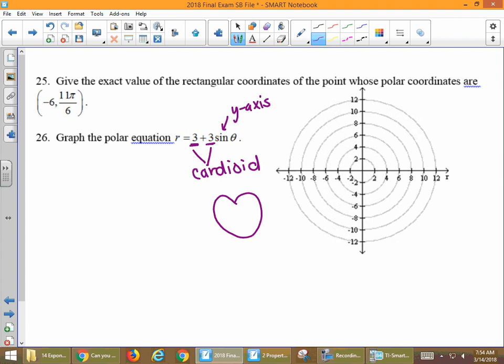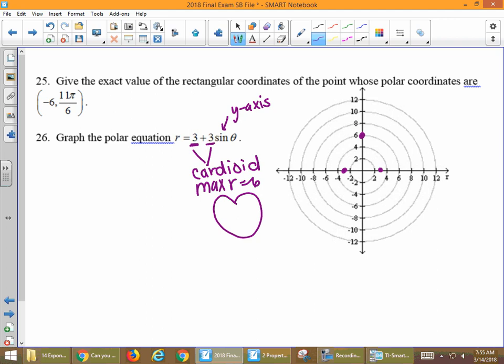So if symmetric about the y-axis and the cardioid can get you through the problem, on a multiple choice test, if you can pick out those things, go with it and be done. Other thing: if you put this in your calculator, you find that the two little x-intercepts are at 3 and negative 3. And our maximum r value is 6, because 3 plus 3 is 6. That's the other thing that we really worked with, that maximum r value.